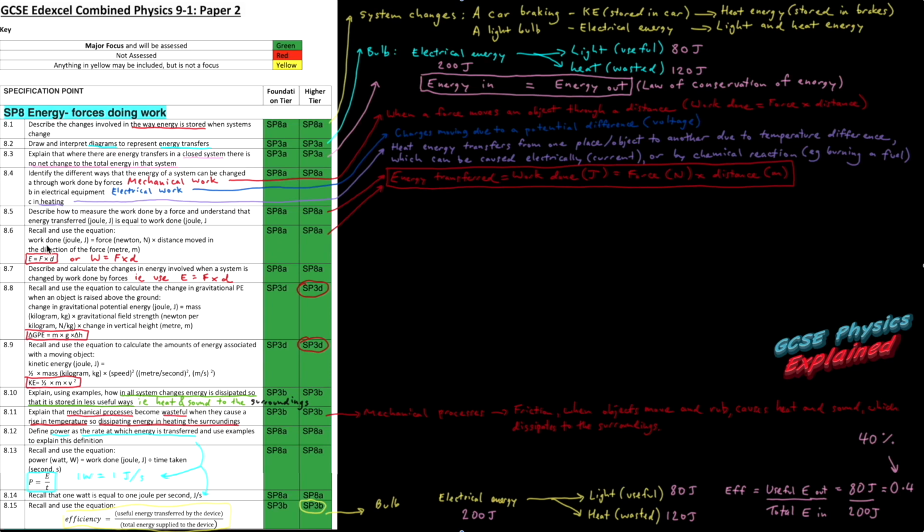Recall and use the equation work done equals force times by distance. So there it is there, W equals F times by D. But you could also see it as E equals F times by D, because remember, work done equals energy transferred. So it's just a case of you putting the numbers in.